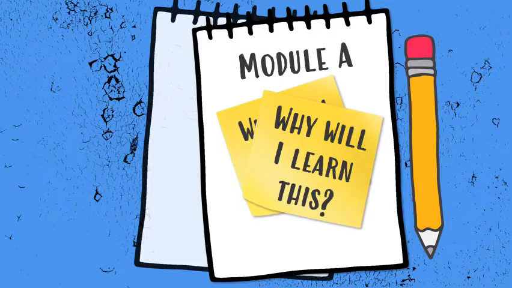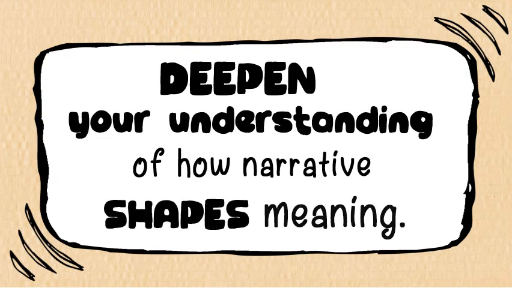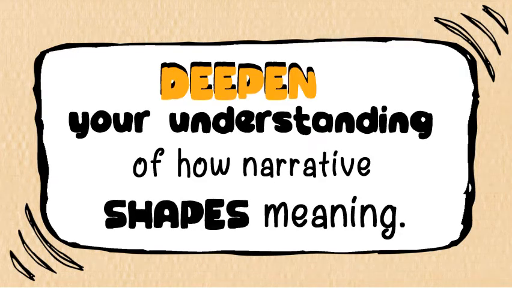Now let's have a think about why you're going to learn this. Essentially, you're learning this to deepen your understanding of how narratives shape meaning. So how can narrative shape meaning? Name different forms where we find narrative in different modes and media. Write some of those things down. How might narrative in a picture book, film, or feature article differ from narrative in a novel?